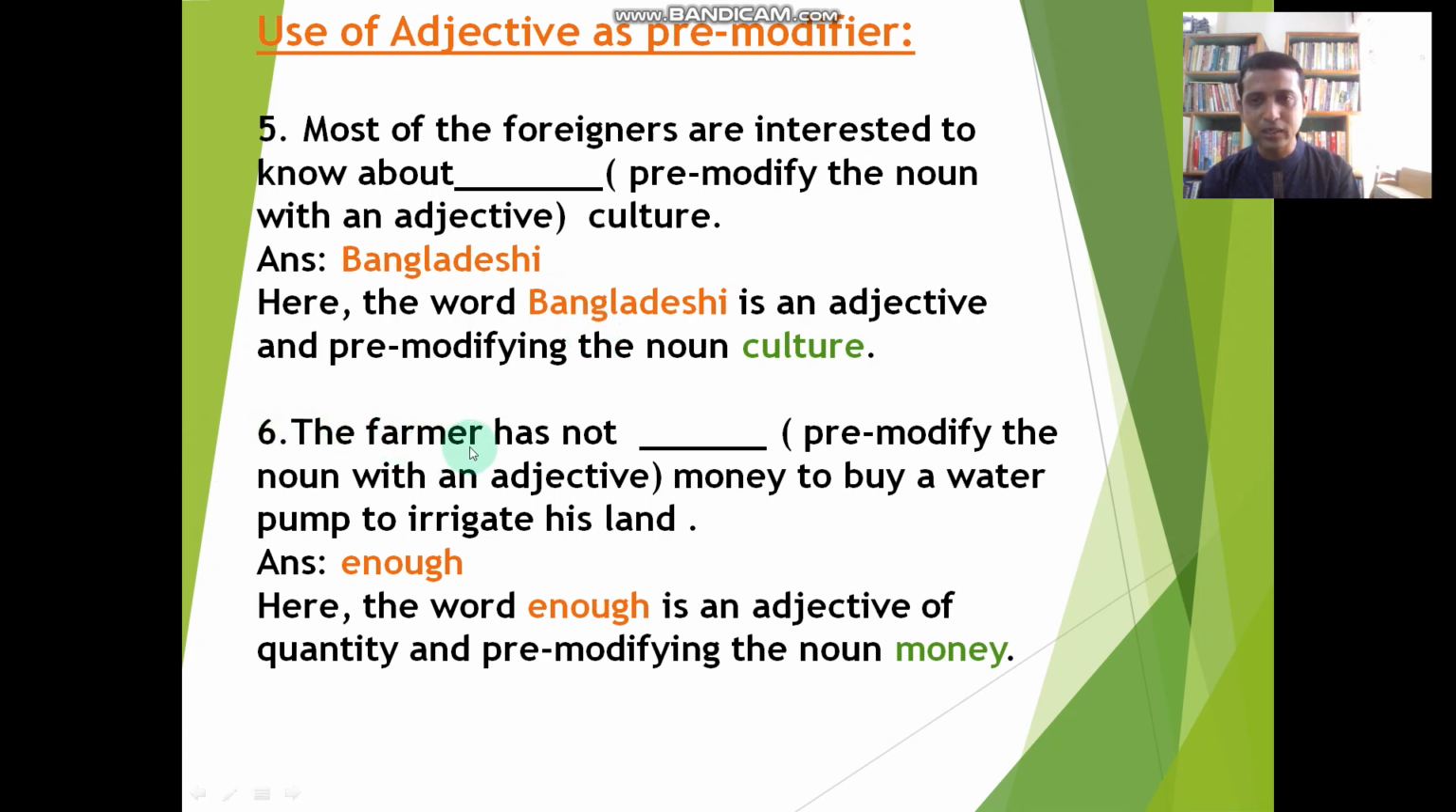Last example, the farmer has not dash money to buy a water pump to irrigate his land. Here, after the gap, you're getting a clue: modify the noun with an adjective. What adjective can we use here? If we take enough, here the word enough is an adjective of quantity and premodifying the noun money. I think this is very clear to you. Enough money. Okay, and enough is functional as a premodifier here. I think this is very clear to you.